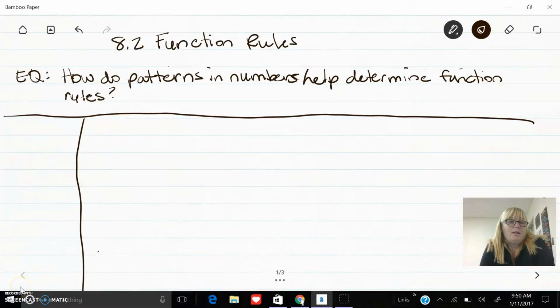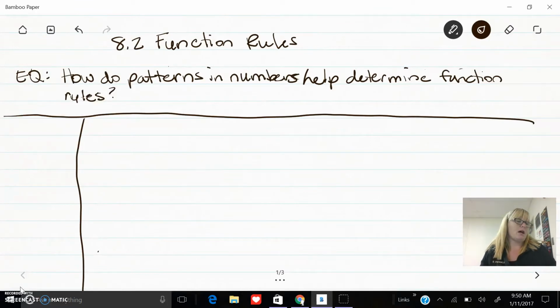All right, hey y'all. Today we're going to work on function rules. Yesterday we determined the output by using a rule. So they gave us the rule to use and we were able to figure out the output. So now we are going to be getting the numbers for the input and output, but we have to figure out the rule. So our essential question is, how do patterns and numbers help determine function rules?